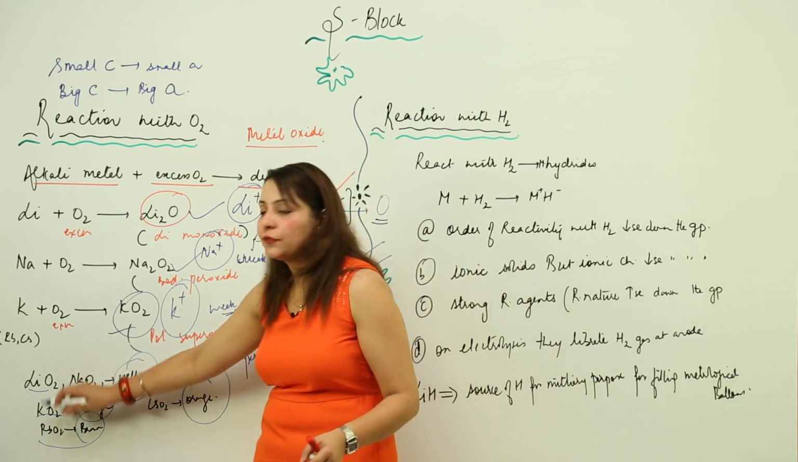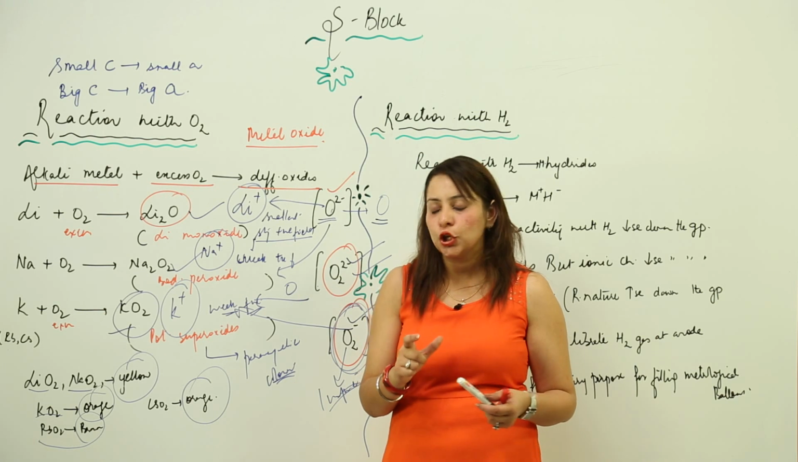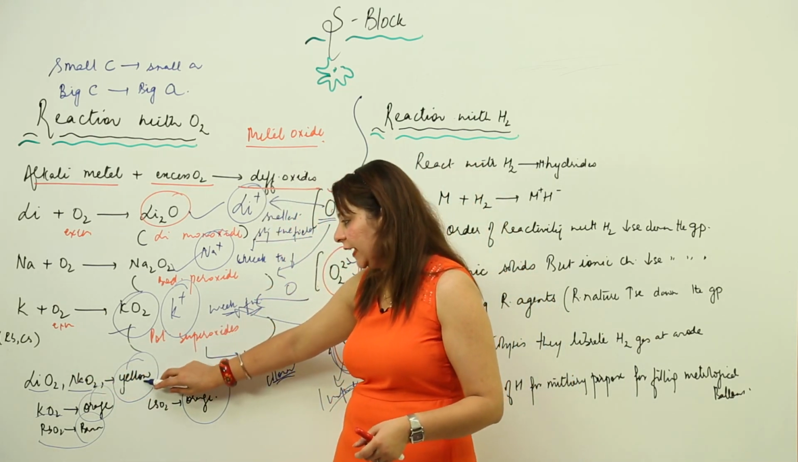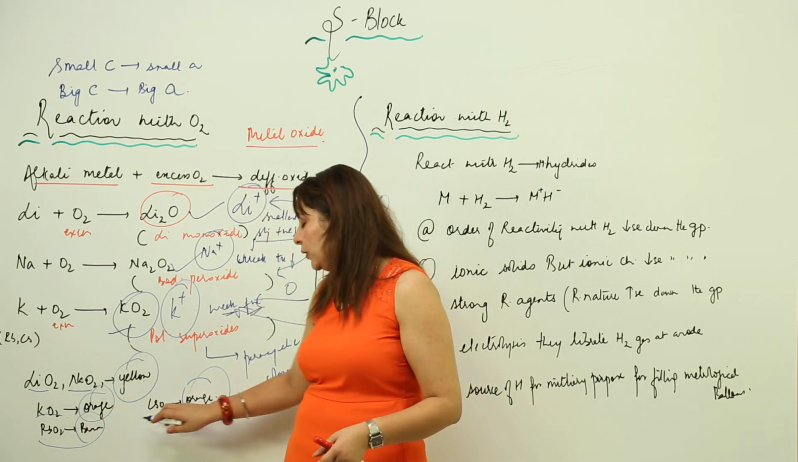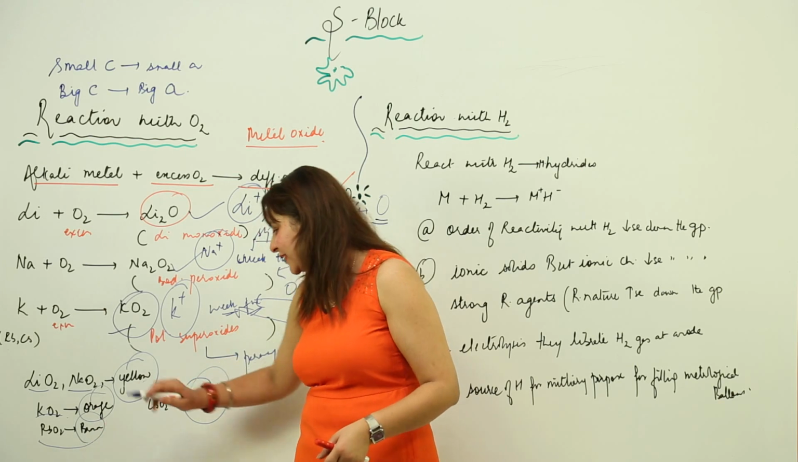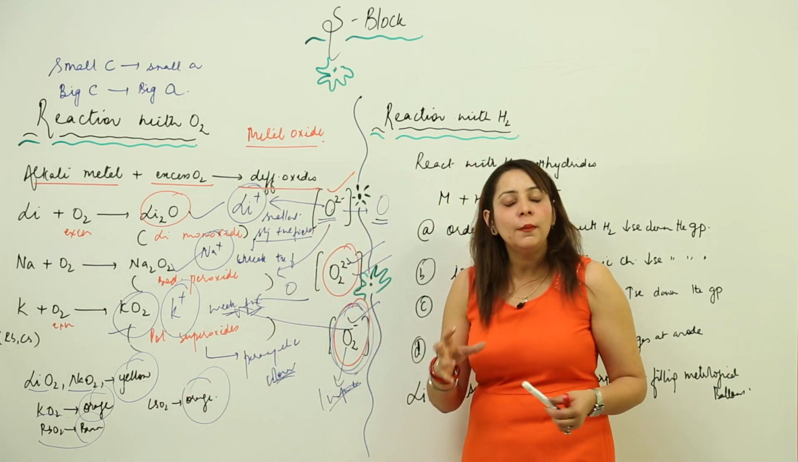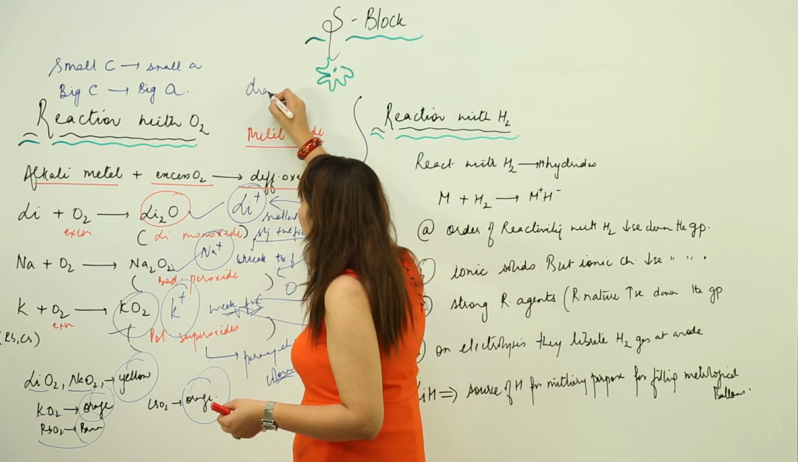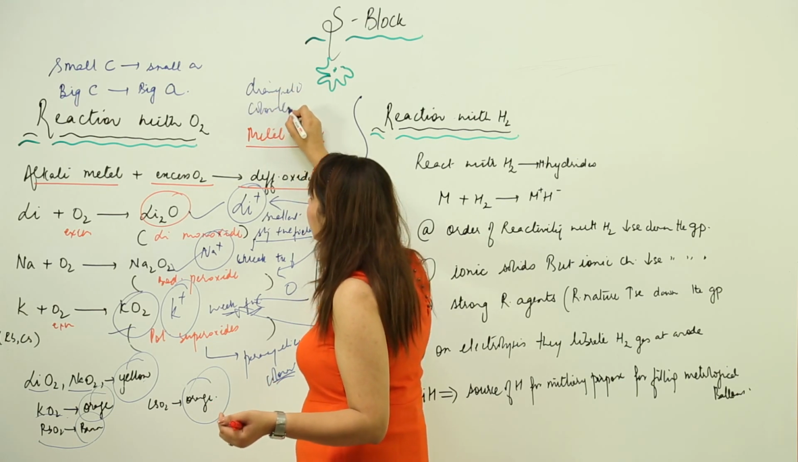So superoxides of alkali metals are colored because the superoxide ion has an unpaired electron. Lithium superoxide and sodium superoxide are yellow, potassium superoxide is orange, rubidium superoxide is brown, and cesium superoxide is orange. But the normal alkali metal oxides are diamagnetic, as they don't have any unpaired electron, and moreover they are colorless.